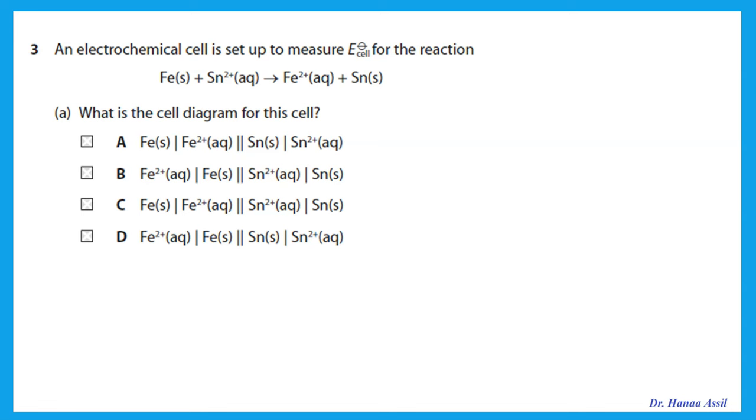Question 3 says, an electrochemical cell is set up to measure E cell for the reaction. So we have this reaction, and we want to write the cell diagram for this reaction. How do we write a cell diagram? We look at the two half equations. So we have iron solid going to iron 2+, that is our oxidation, and tin 2+ changing to tin solid, that is reduction.